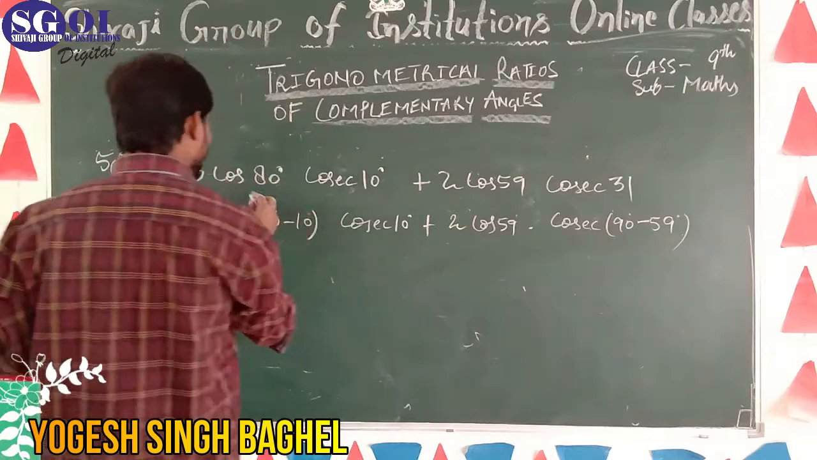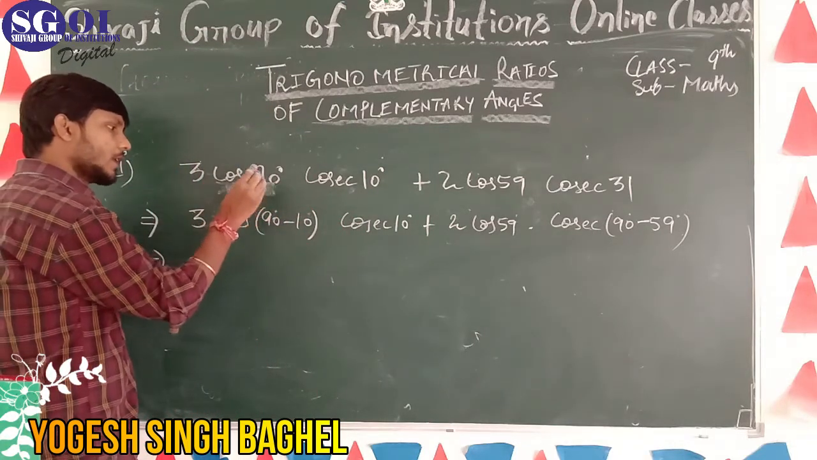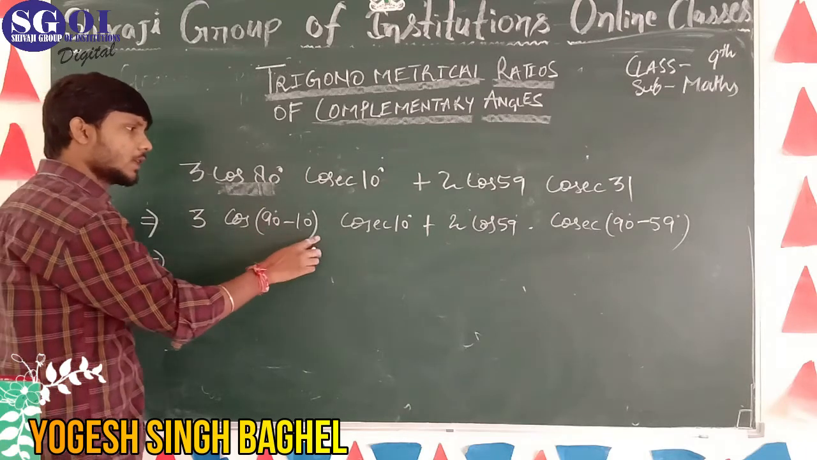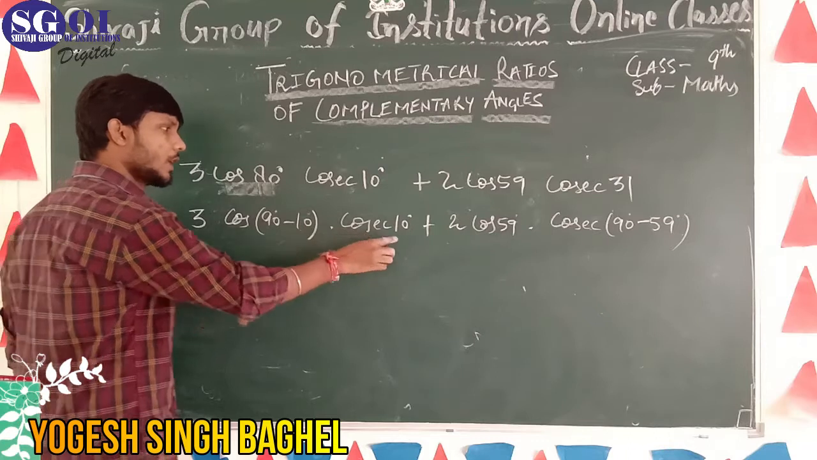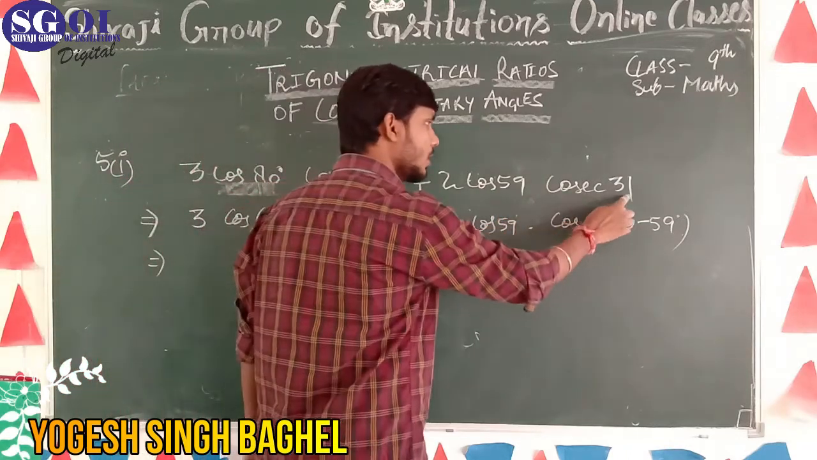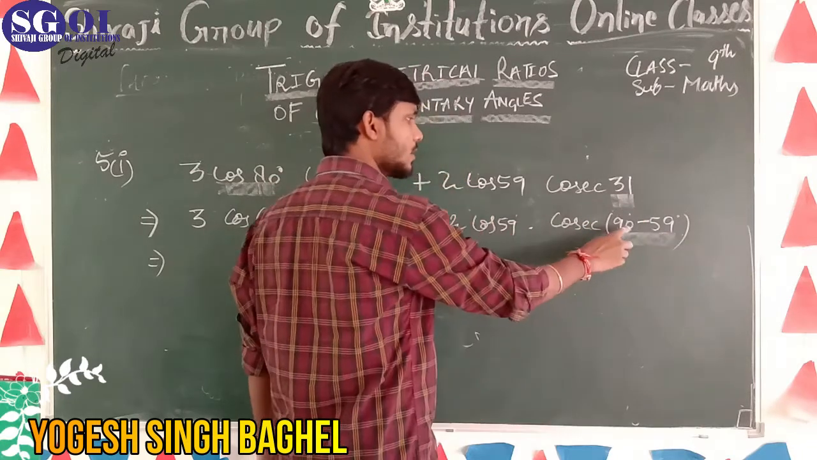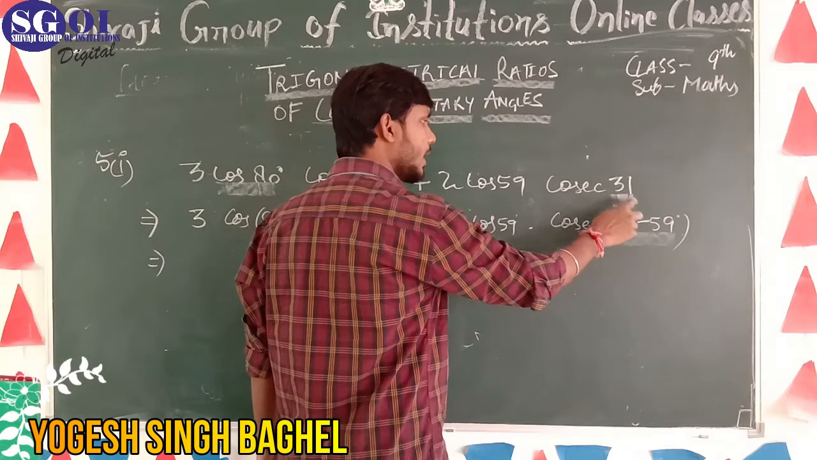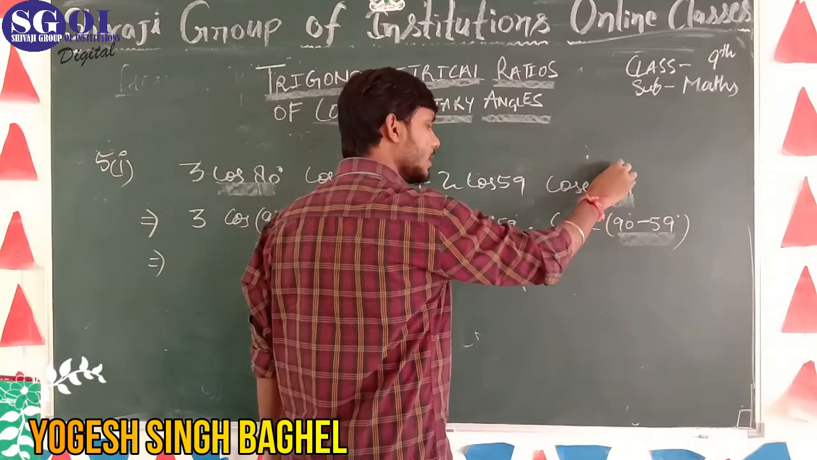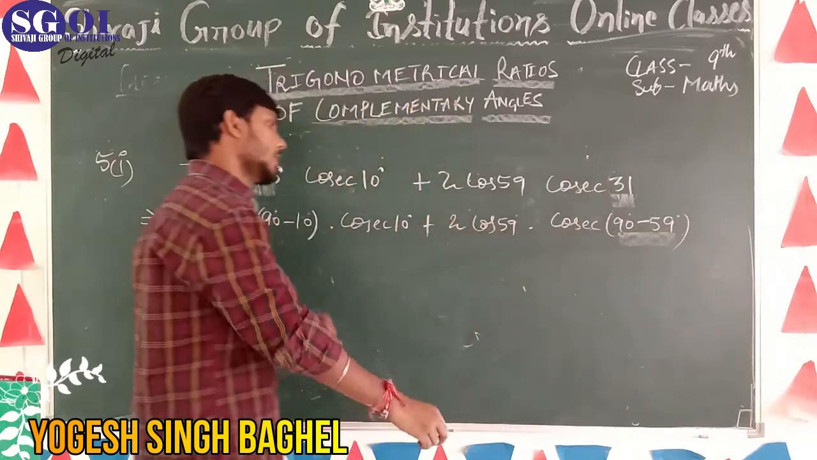Now in place of 80 degree we can write 90 minus 10: 3 cos(90 minus 10) into cosec 10 degree plus 2 cos 59 cosec 31. In place of 31 we can write 90 minus 59, because 90 minus 59 gives 31, so we can replace it by 90 minus 59.